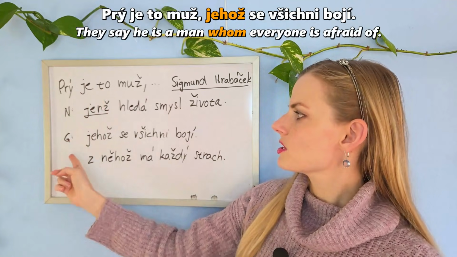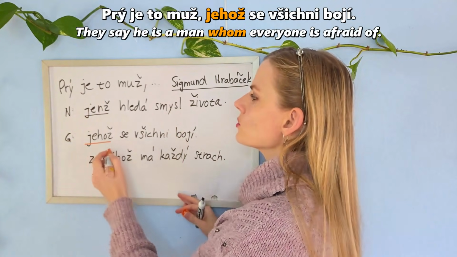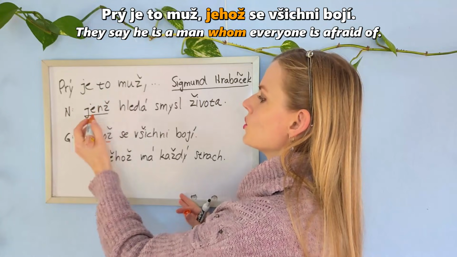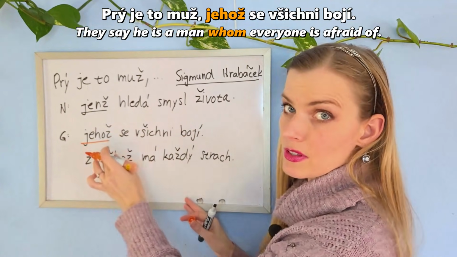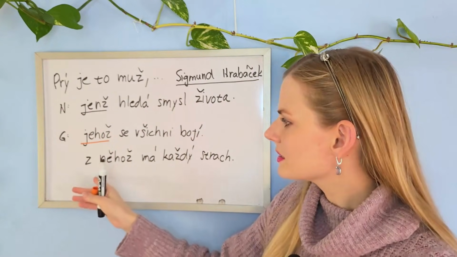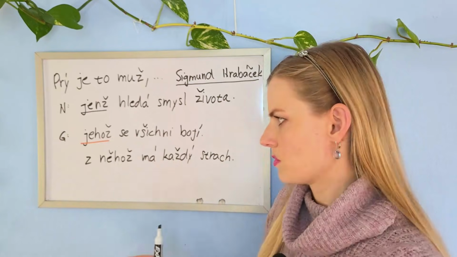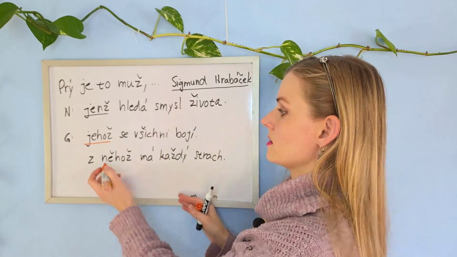Prý je to muž, jehož se všichni bojí. This is the genitive case. Jehož. They say he's a man who everybody is afraid of. Bát se takes the genitive case. Jehož se všichni bojí. Now we have another example for the genitive case with a different form. How is that possible? I'll explain in a second in case you don't know.